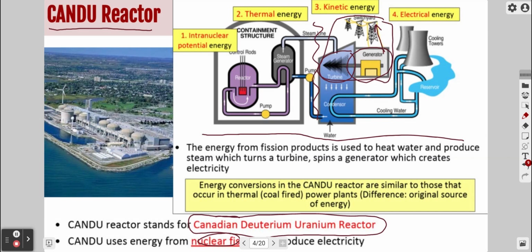The difference is that you are starting with internuclear potential energy, the potential energy that's in the nucleus. And that is a big difference. You've got a reaction happening inside of a containment structure. Your nuclear reaction heats water, you create steam, and that steam turns the turbine. So instead of burning the coal, you've got a nuclear reaction causing that heat. We'll get into more detail on that in a bit.